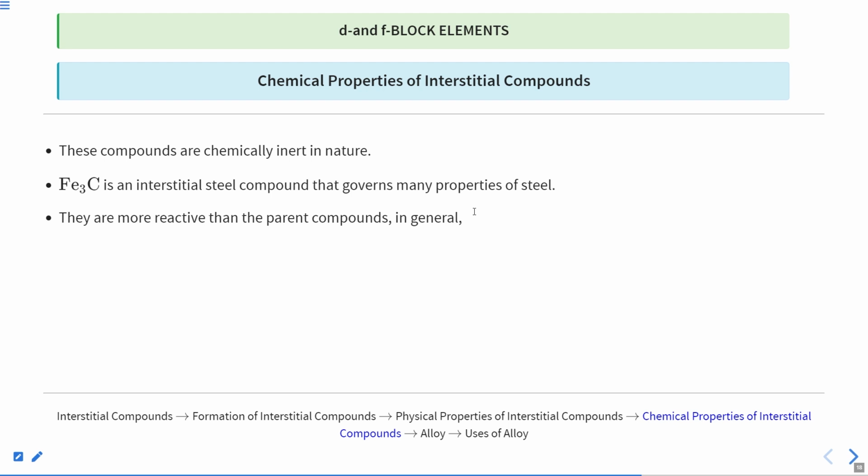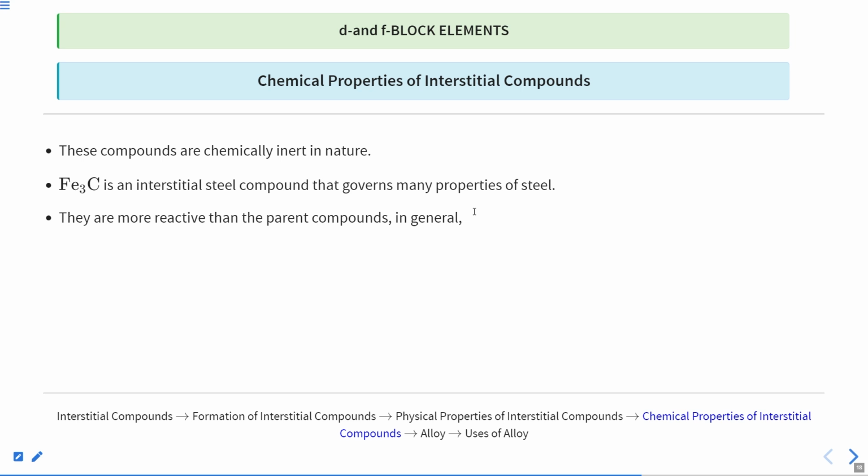Next are the chemical properties. Although the effect is not that pronounced, let us look at the small chemical properties that are affected. These compounds are chemically inert in nature, of course due to the extra stability we get from the filling of the interstitial sites. Now, Fe3C is an interstitial steel compound that governs many properties of steel. They are more reactive than the parent compound in general. Clear? As compared to the parent compound, they are more reactive.